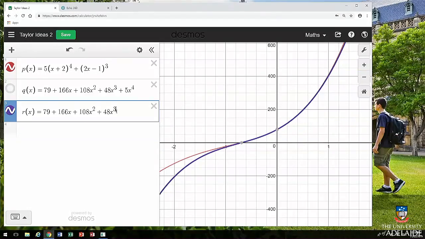We can figure out what the exact coefficients of a polynomial are using derivatives.